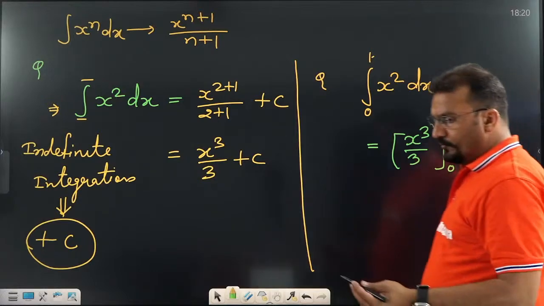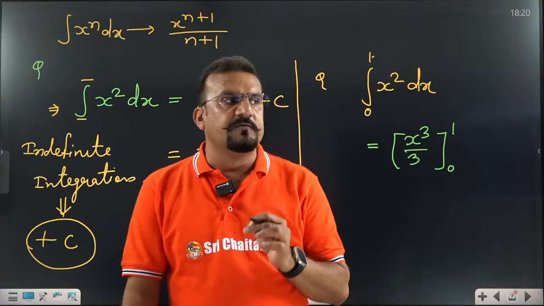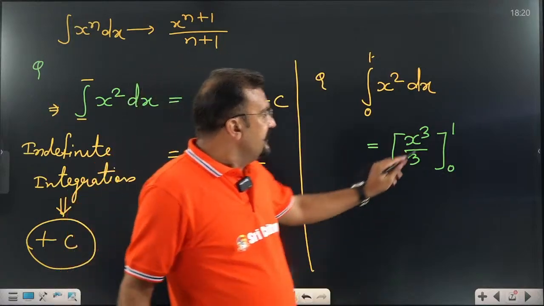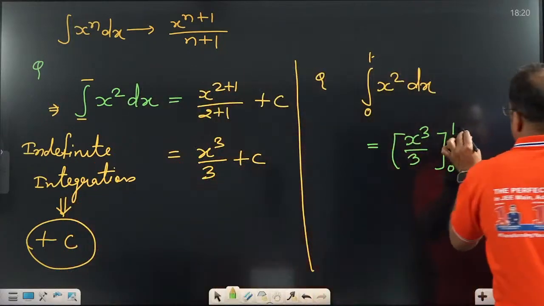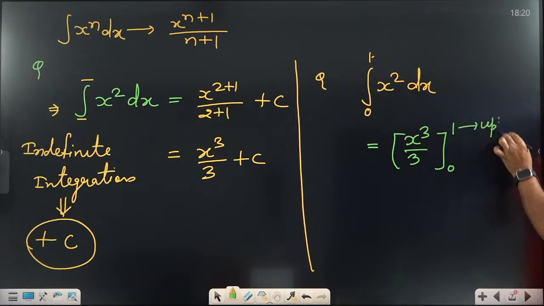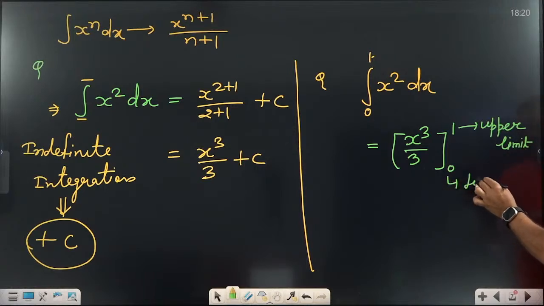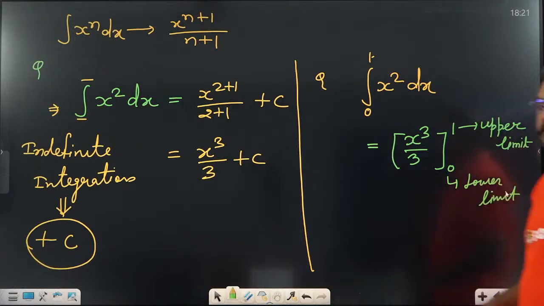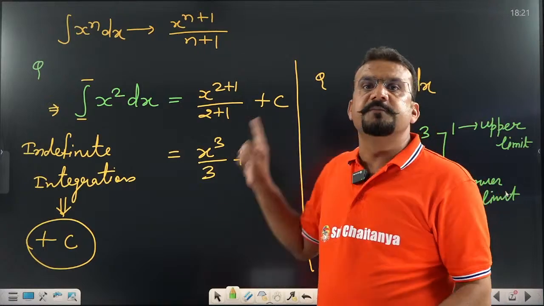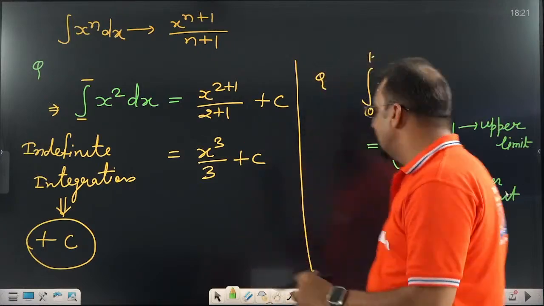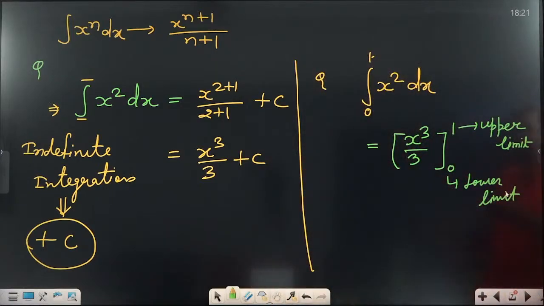What is the process of putting the limit? First, this is called the upper limit, and this one is called the lower limit. First put the value of the upper limit in place of x. Then after that, put the value of the lower limit in place of x.